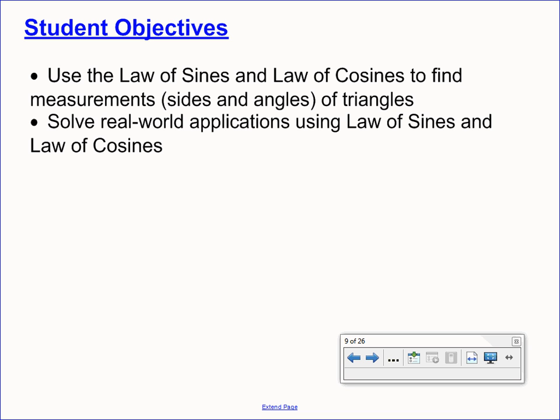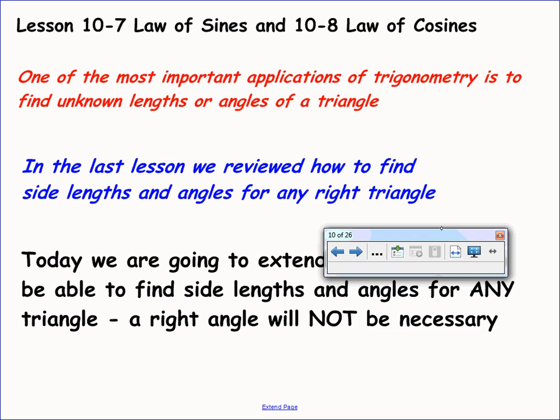We're going to have two new tools, the law of sines and the law of cosines, that are going to be our ticket to success when we're trying to find missing sides or missing angles in a triangle that doesn't have a right angle. So we're going to check that out today. We're also going to do some real world applications with it in the next 2 days.